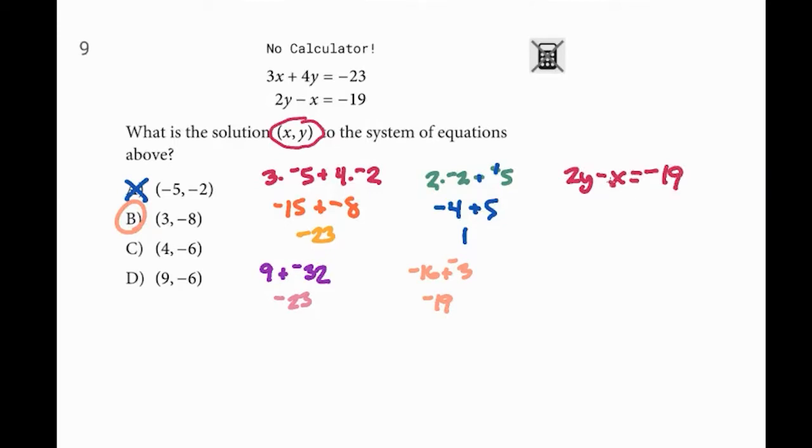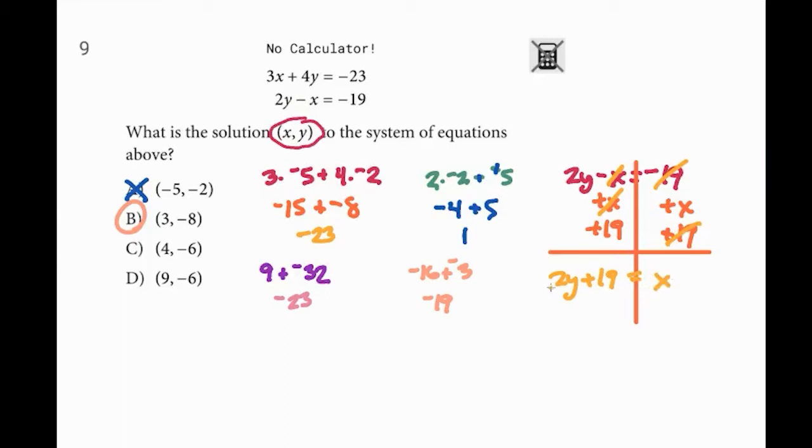To solve for x, I'm going to add x to both sides, and then add 19 to both sides. You have to do the same thing on both sides because of the equal sign, equal rights. What you do to one side, you have to do to the other. Then we cancel here and you're left with 2y plus 19. The 19 cancels on the other side, and you're left with x is equal to 2y plus 19.